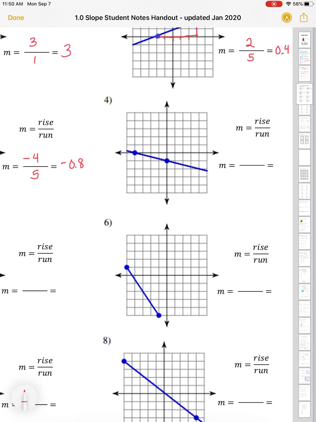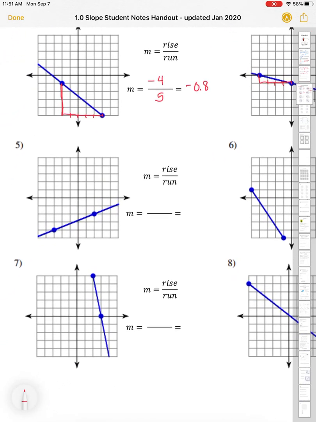Looking at number 4, is that a positive or a negative slope? It's going down, so the slope is going to be negative. From dot to dot, I draw my triangle. It's going down 1, so negative 1, and then over 1, 2, 3, 4. So 1 divided by 4 is 0.25, but it is a negative 0.25. Sorry, it's so squinchy there on the side.